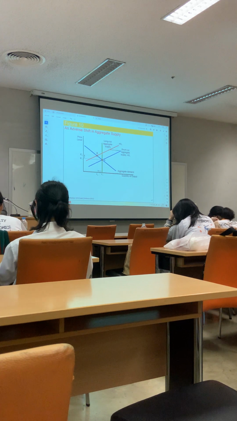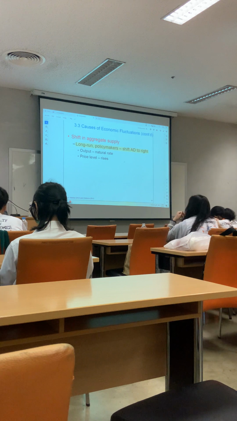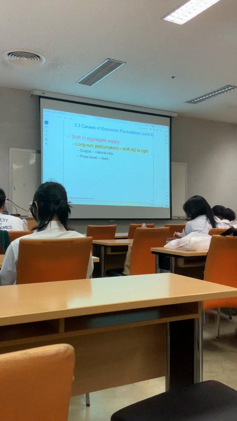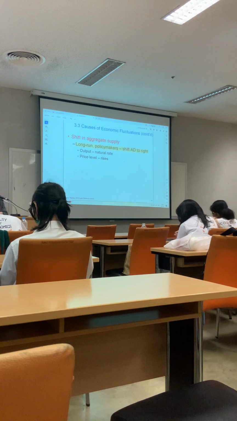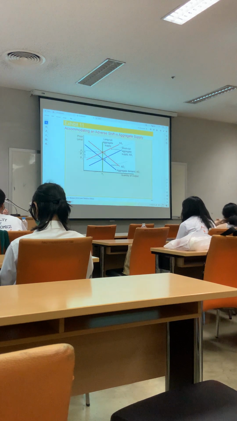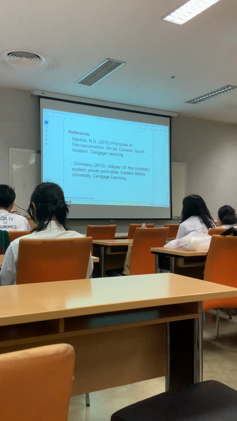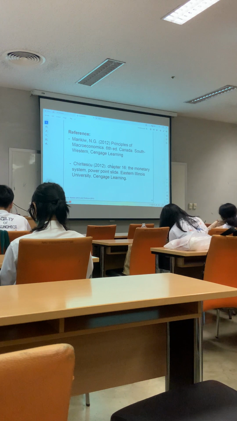So this is what the slide says: in the long run, if policymakers don't want to wait, they can do anything to shift AD rightward or increase AD, and we can reach output at the natural rate, at full employment, quite fast. And that is the end of this chapter. I hope that you are happy more or less.